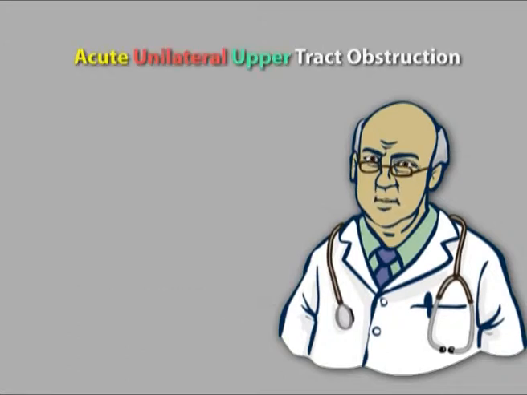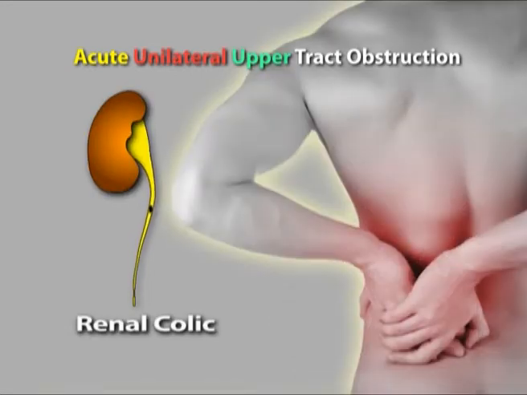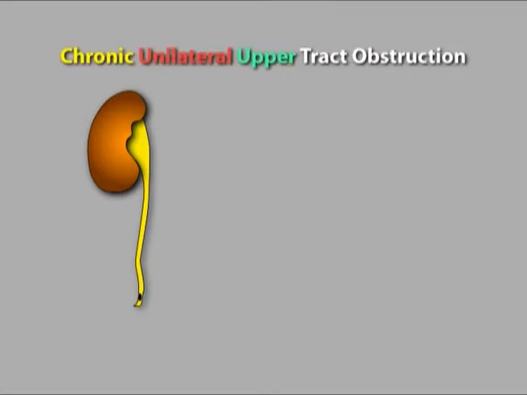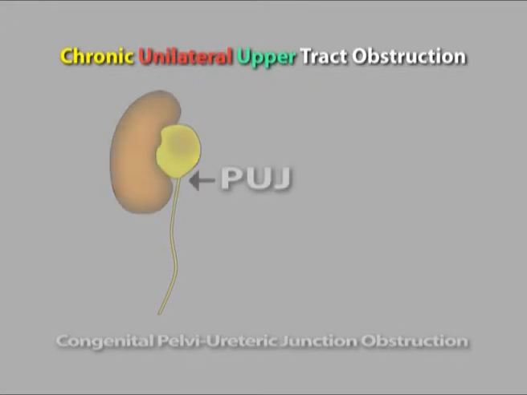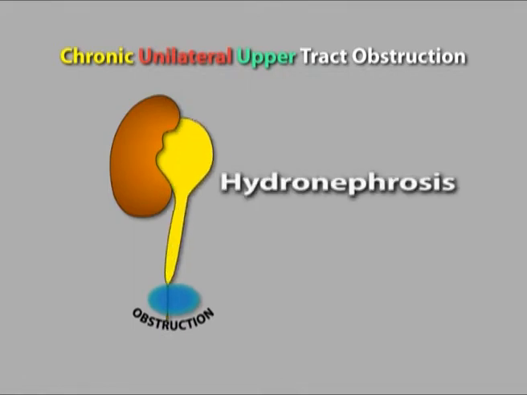The commonest cause for an acute unilateral upper tract obstruction is renal colic. You will be familiar with the patient who presents with acute loin pain. Now, most stones will pass spontaneously, but situations can arise where a small stone is retained and the patient may become asymptomatic. Such an obstruction may then become chronic. However, there are many other causes of chronic unilateral upper tract obstruction. For example, congenital pelviureteric junction, or PUJ obstructions, are not uncommon. Similarly, any neoplastic or inflammatory pathology can cause extrinsic compression to the renal tract. In each case, a hydronephrosis may develop, and eventually atrophy of the kidney may occur.